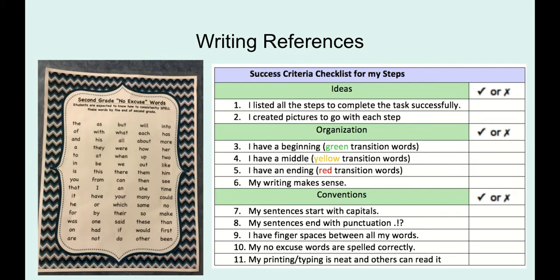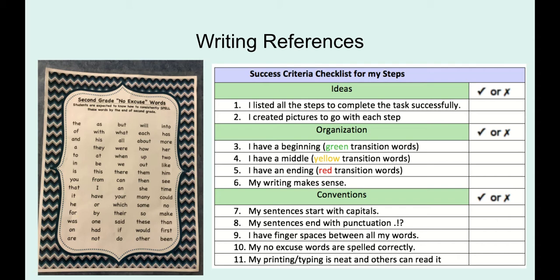Of course, we have our grade 2 no excuse words, and we also have your success criteria checklist for writing your steps. So under ideas, we want to make sure you listed all the steps to complete the task. We want to create pictures to go with each step, and then under organization here, we want to make sure you have your green transition words for your beginning, yellow transition words for your middle, and your red transition words for your ending. Feel free to actually make these words those colors if you'd like, or underline them in a color so it stands out to you.